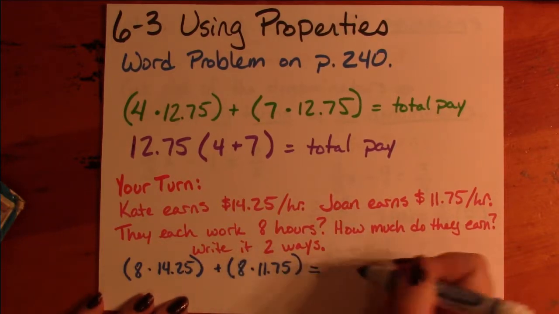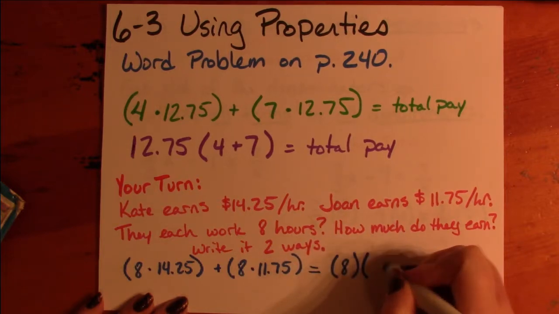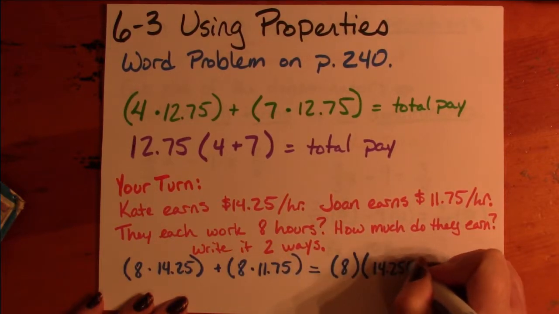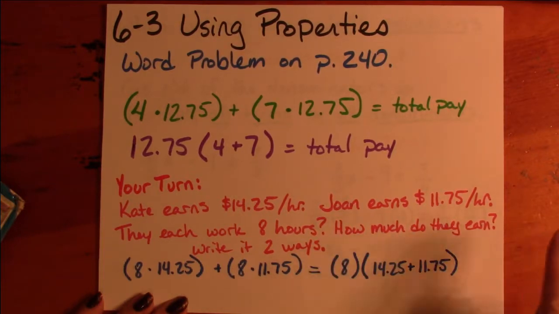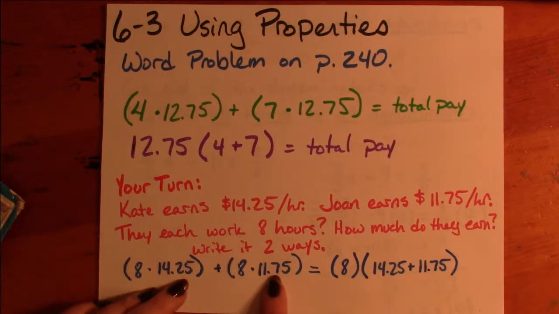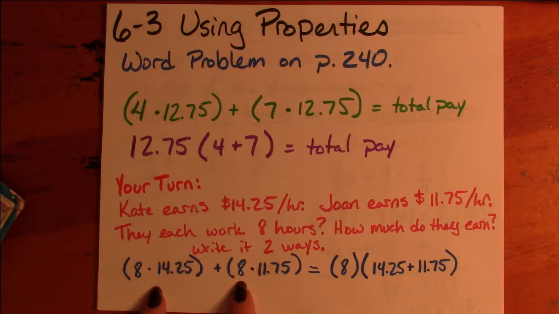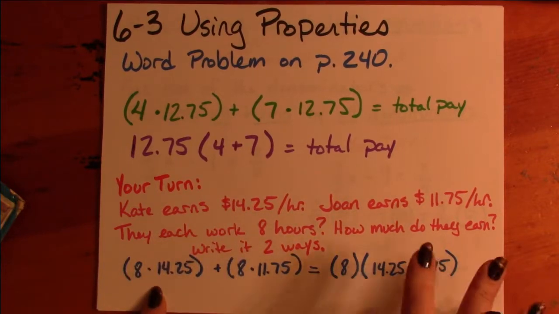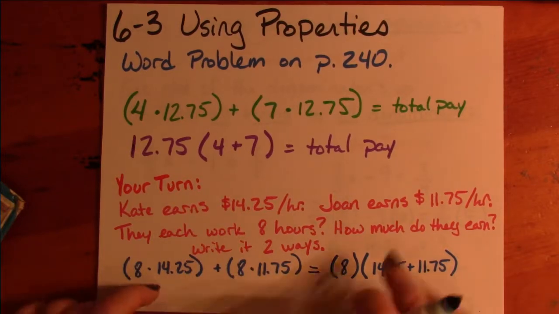The other way to write this is to say 8 times $14.25 plus $11.75 because they want to know how much they earn together. So if you add these two together and then multiply the answer by 8, you're going to get the same answer as this. Try it in your calculator and you'll see that they're the same answer. Okay? This is how you do the homework problems that look like this. They want two different equations that you say are equal to each other.